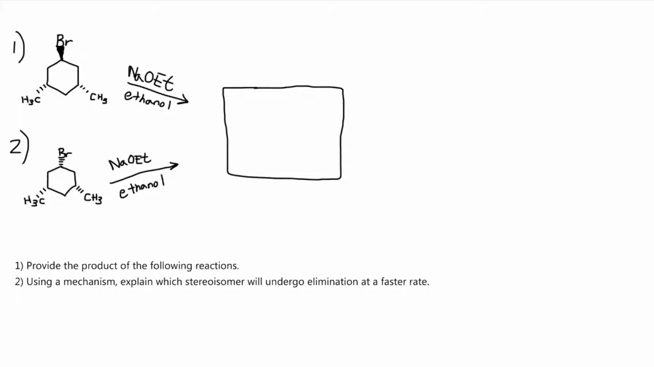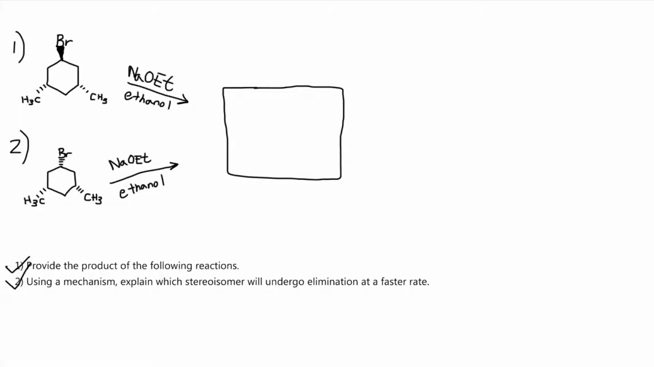This molecule is going to be reacting with sodium ethoxide over ethanol, both of them actually. And the question is asking for two different things. Part 1 is asking to provide the product of the following reactions, and part 2 is asking to use a mechanism and explain which stereoisomer will undergo elimination at a faster rate. Part 2 is really the part that I think is a little bit more important here, but let's go over part 1 first, as we need to do that obviously to continue on to part 2.